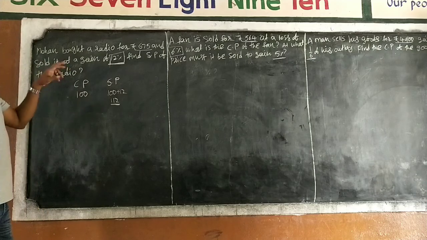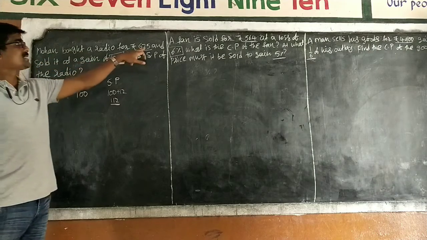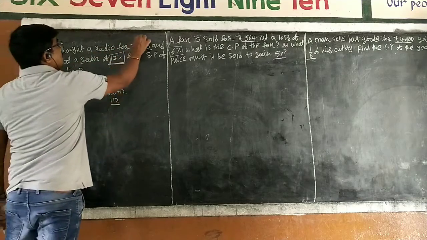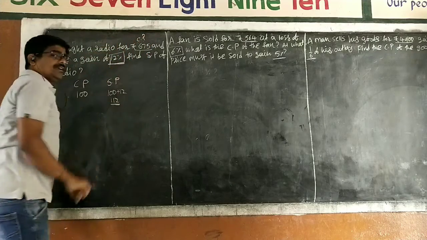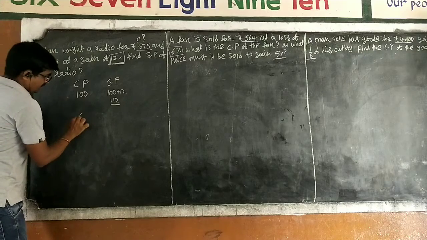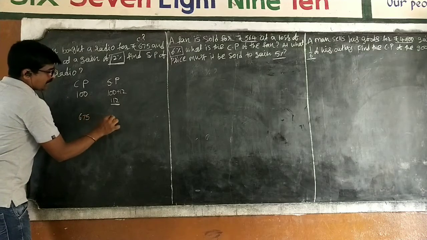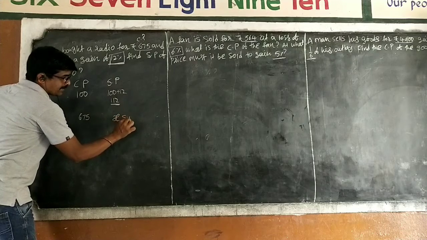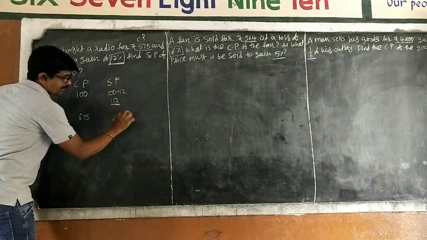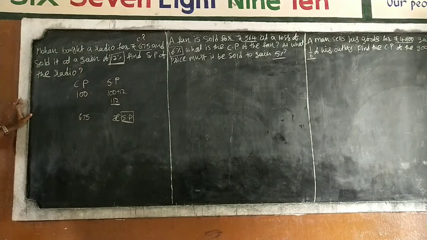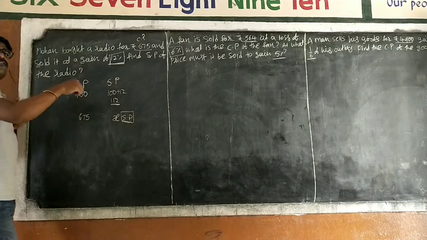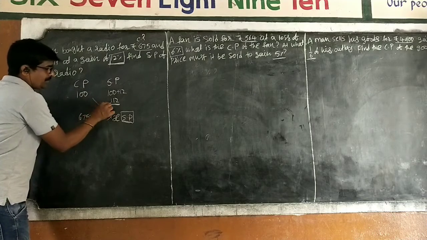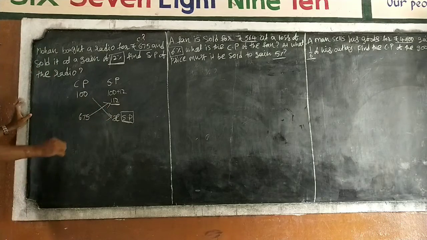Okay. Next, Mohan bought it for rupees 675. This is the cost price. What we have to find is the selling price, SP. I take it as X, because I don't know the number. So that's why I have to find it. Simply do cross multiplication.